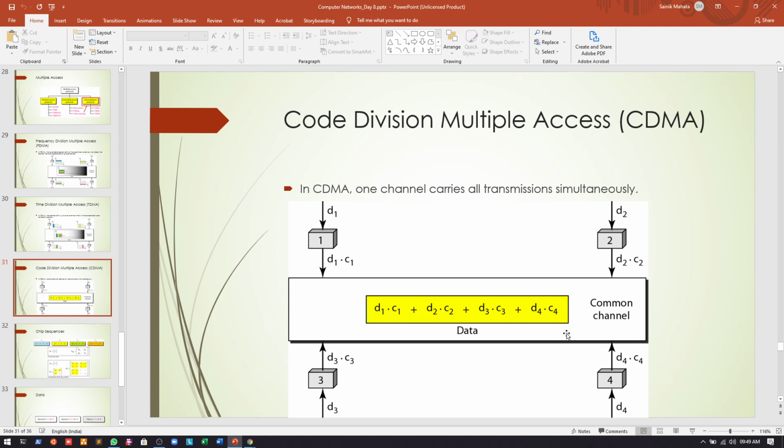Okay, so you can see that in the common channel, whenever the data is being transmitted, it is in the form of a sum of products. So it is D1 into C1 plus D2 into C2 plus D3 into C3 plus D4 into C4.